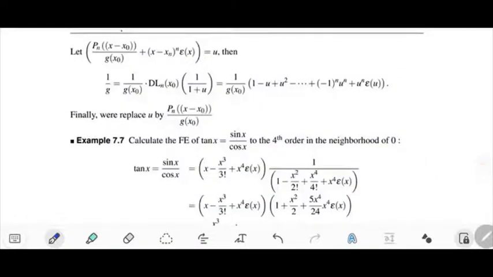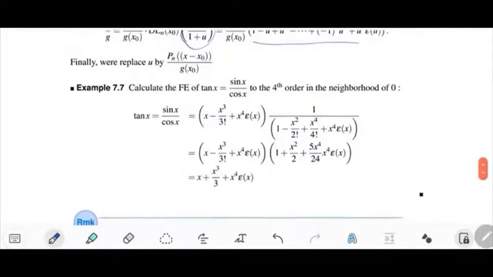So this is what I'm writing in here. This part, I will call it u, and I will use the finite expansion of 1 over 1 plus u, which is 1 minus u plus u squared, etc. And then I replace and do the calculation. I will show you this in an example.